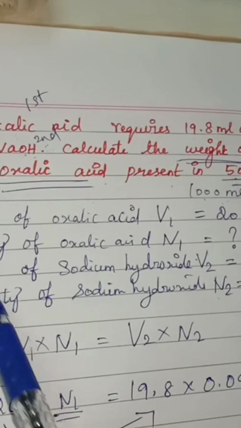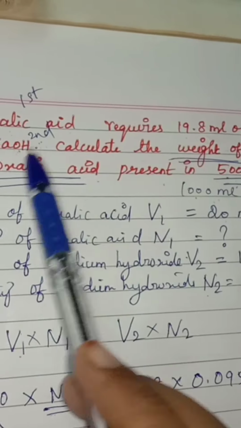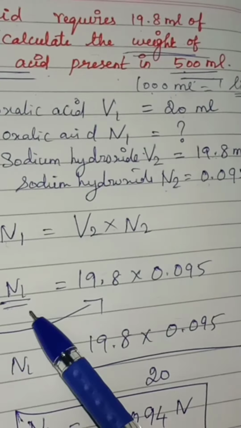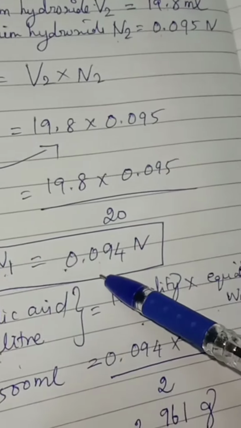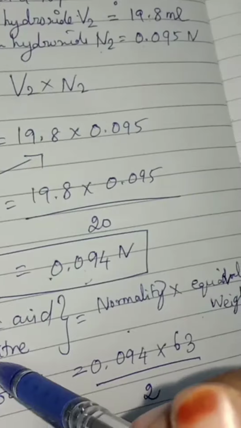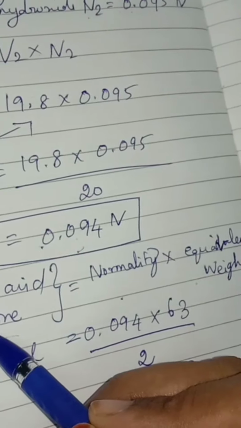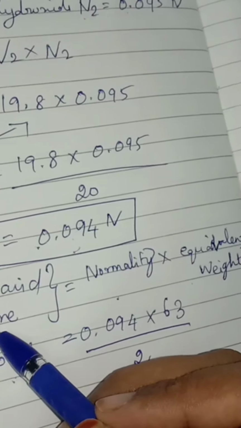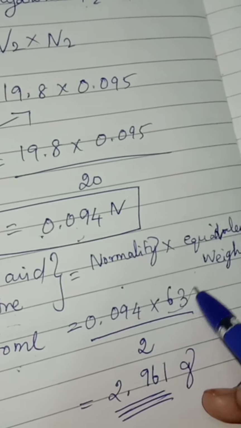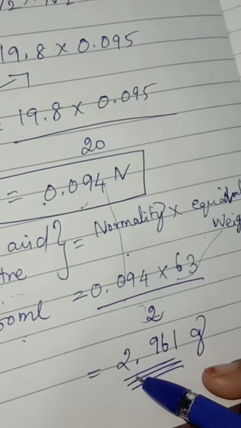Again I will repeat. What are the values we know? Volume of the first solution we know, so we write it. Volume of the second solution we write here, and the normality we write. This is the basic formula we write here. Then we find the normality of oxalic acid. Why do we find the normality of oxalic acid? Because we have to find the weight of the oxalic acid present in 500 milliliter, but we find it for 1000 milliliter, which means 1 liter. The formula is equivalent weight into normality. Then we write the equivalent weight and the normality of the oxalic acid, which is divided by 2. Then we get the answer. This is the answer.